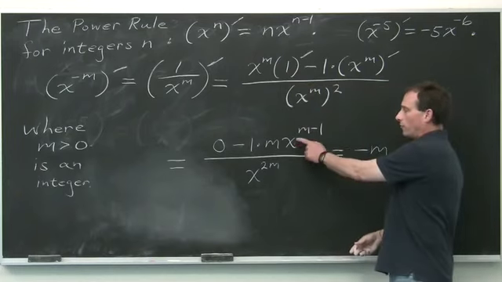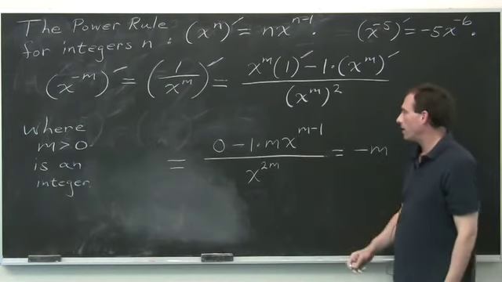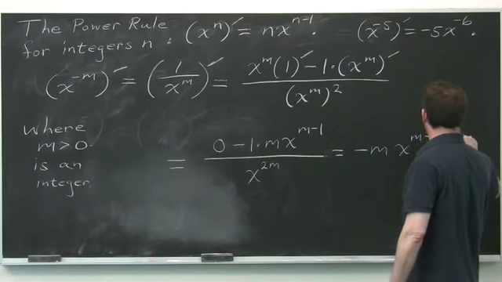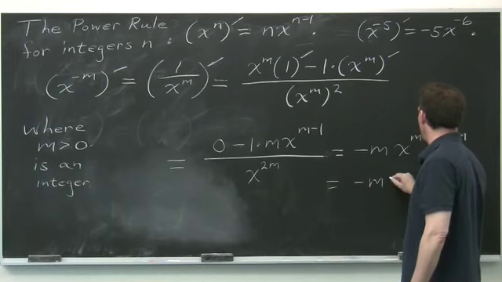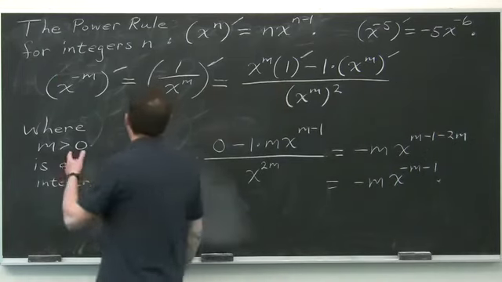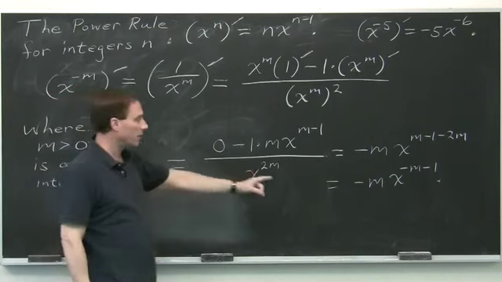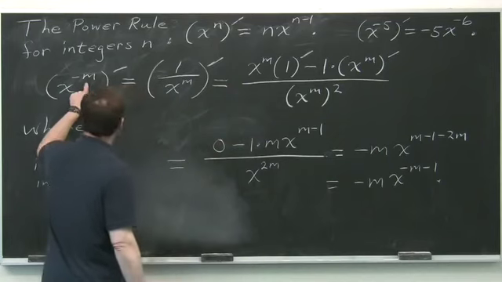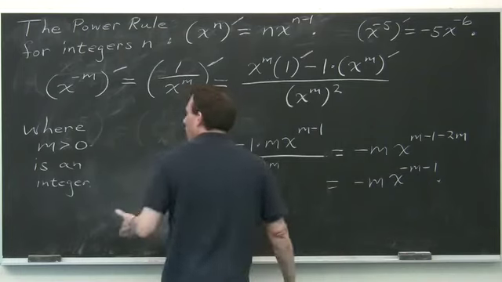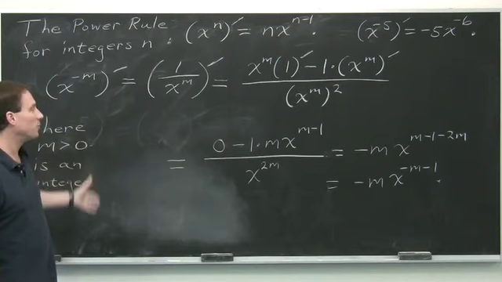And then when you have a base raised to a power divided by the same base raised to a power, the exponents subtract. So you get x to the m minus 1 minus 2m. But this is minus m x to the minus m minus 1. That's what we were trying to show. That's the power rule. The minus m comes down, you multiply by it, and you end up with an exponent that's 1 less than what you started with. You start with minus m, now you have minus m minus 1. So now we have the product rule, the quotient rule, and the power rule for integer powers.